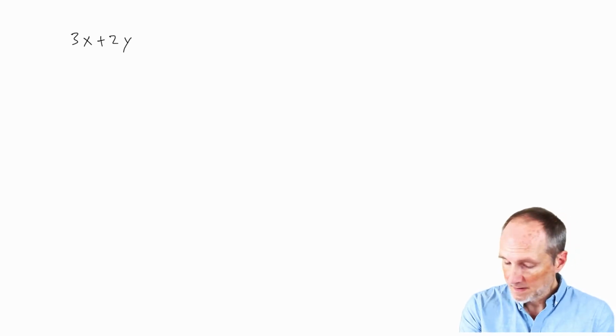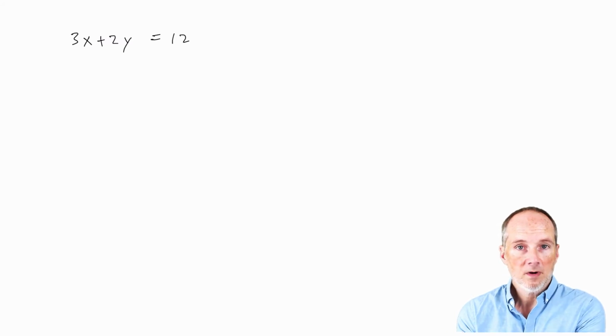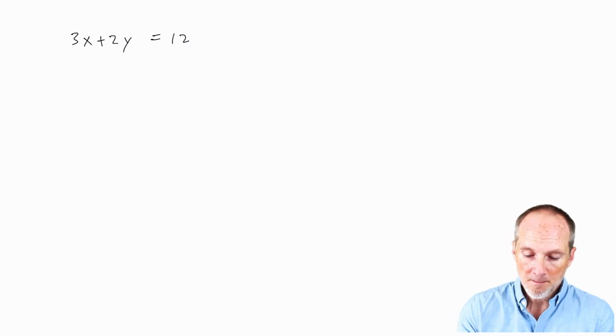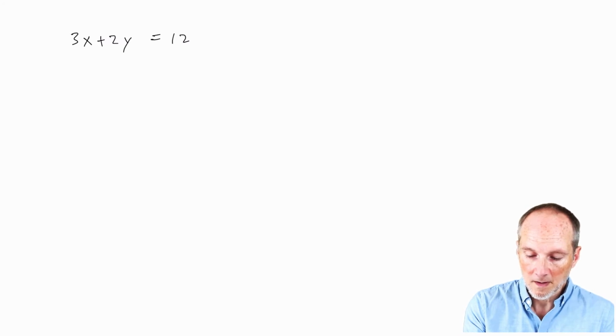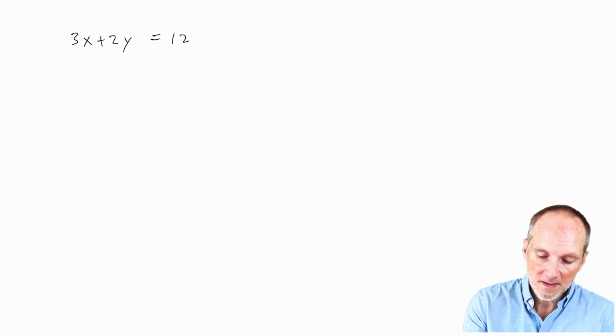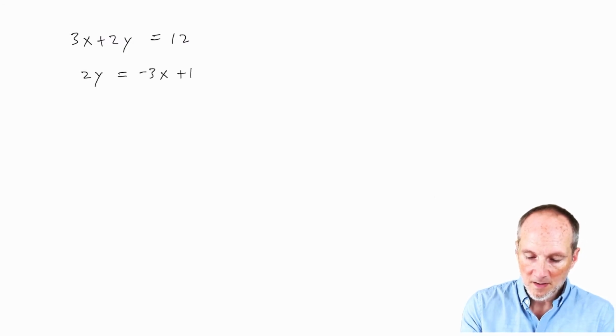So let's take 3x plus 2y is equal to 12. So here I'm not going to be able to solve for just one number. What I'm going to be solving for is a relationship between x and y. So in particular, let me manipulate this so that we have y by itself on one side. So I'll subtract 3x from each side, divide each side by 2.